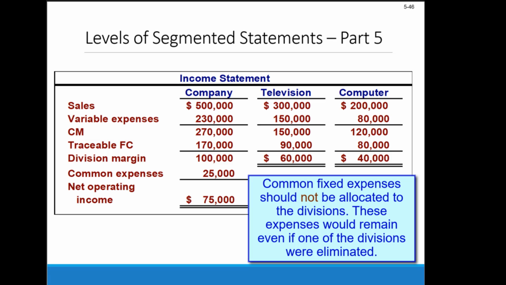Now let's also assume that Weber has $25,000 in common fixed expenses. If we deduct those from the total segment margin across all segments, that'll give us the company's overall net income. The point we want to make first here is that these common fixed expenses shouldn't really be allocated to the individual divisions. Those things would presumably stay around even if one of the divisions went away, so it would just have to reallocate if one of those did disappear. We don't want to hold managers accountable, generally speaking, for things that are outside their control. And these common fixed expenses, by definition, aren't controllable by either of these segment managers.